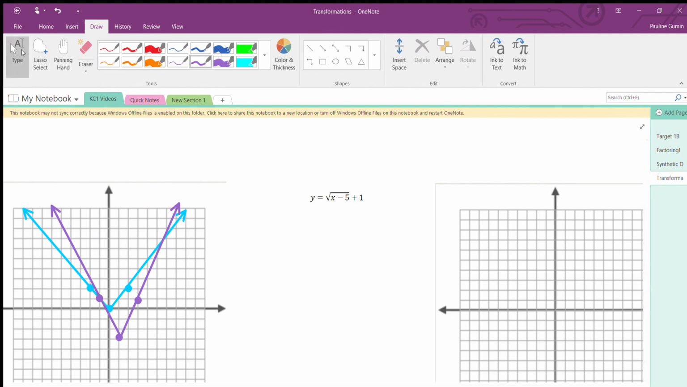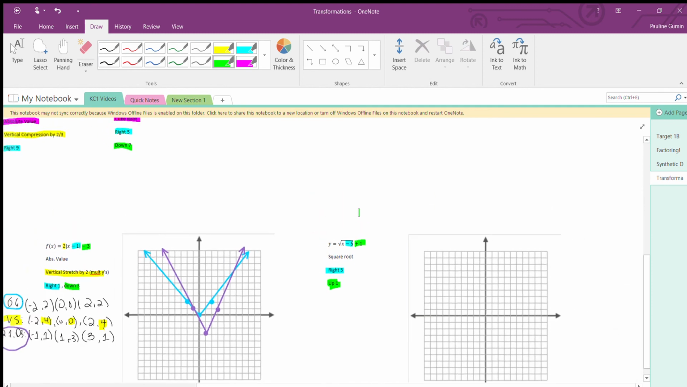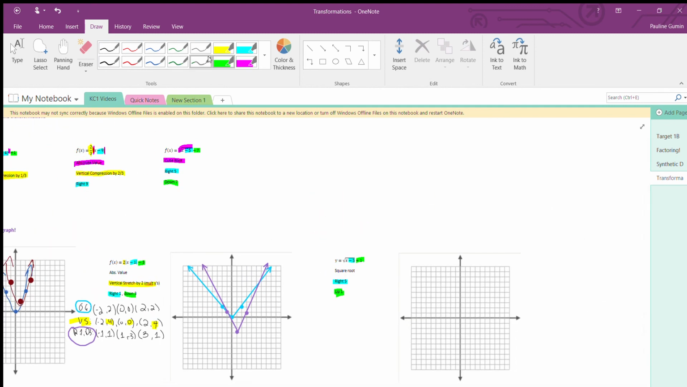In this case, we have a square root. We have right 5. I wrote a 3. Of course. Good job, Miss Woman. Up 1. All right, let's color code. Right 5. Up 1. Okay. I'm going to draw the original. What did I do it in blue for that one? Let's do it in blue for this one too.